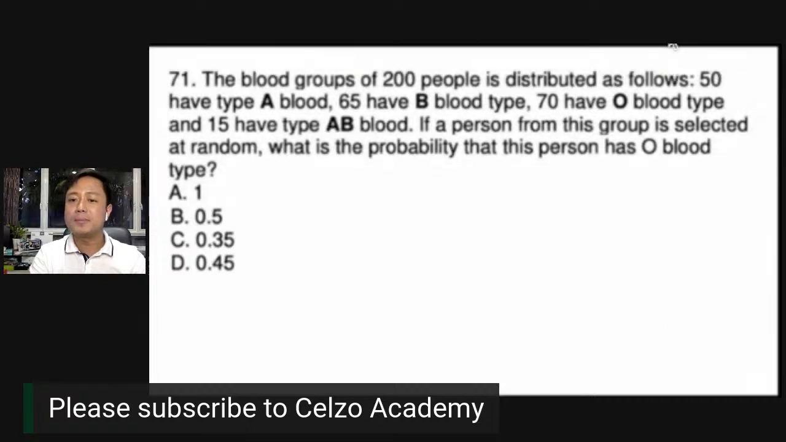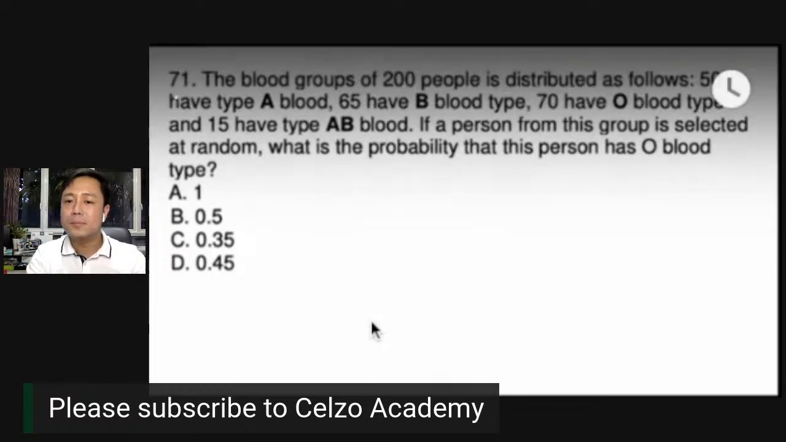Probability question as well. So 50 have type A blood, 65 type B, 70 type O, and 15 type AB blood. What's the probability that this person has blood type O? Yung natakpan ay 50 type A blood.